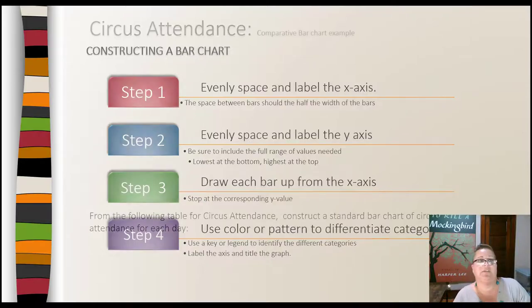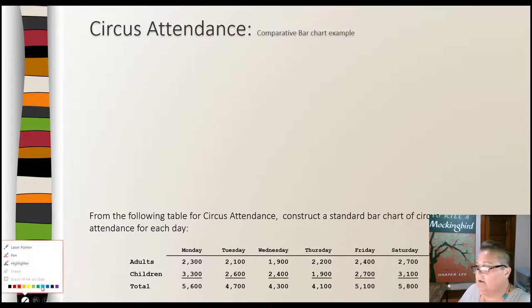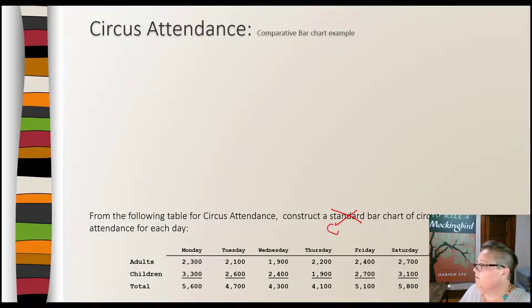So we're going to use the same circus information. And we're going to use it this time to construct a standard, no, it's not standard actually. We're going to construct a comparative bar chart of circus attendance for each day. I don't know why it has standard there. Hold on, let me get my pen here. I need my pen. We're not doing standard. We're doing a comparative bar chart. There we go. I don't know if I can write with this. Oh, this is going to be bad. Bear with me. Comparative.